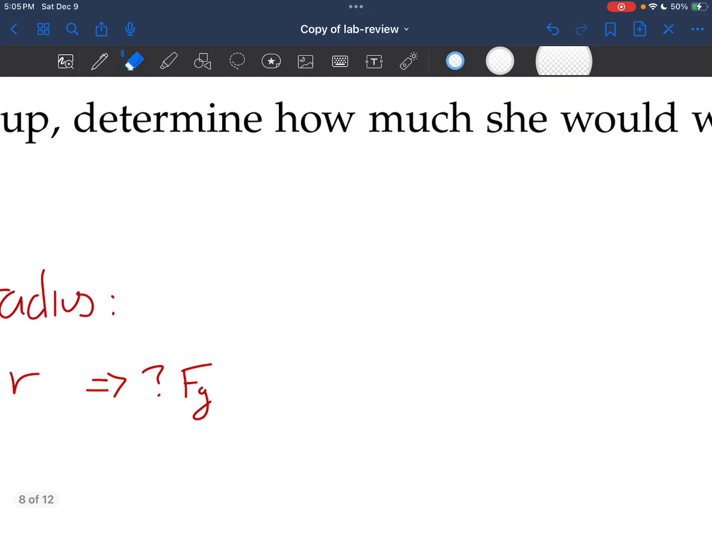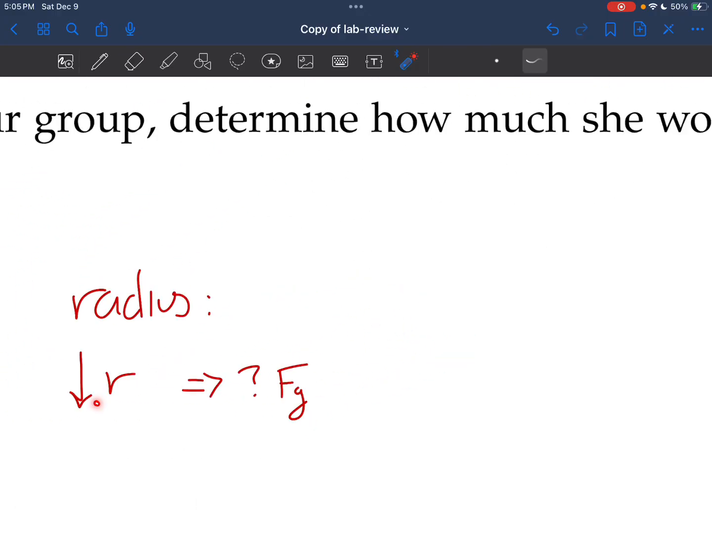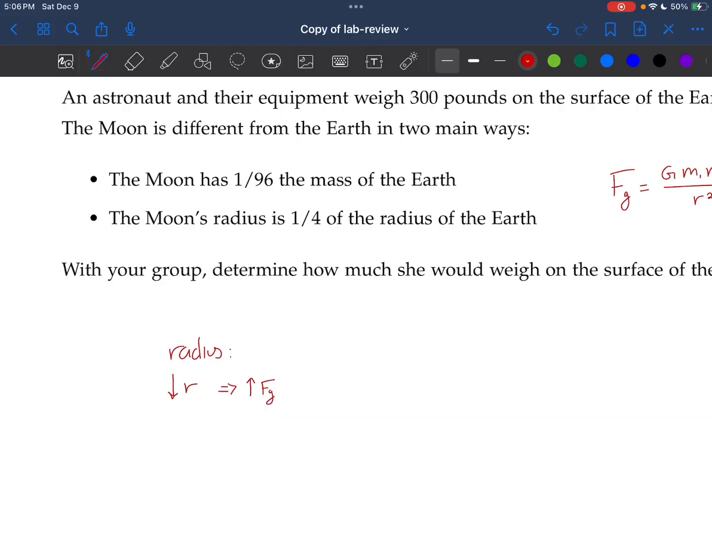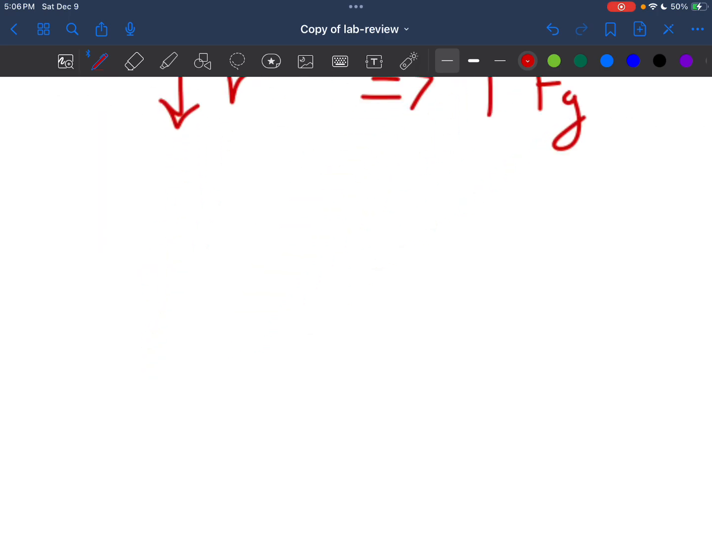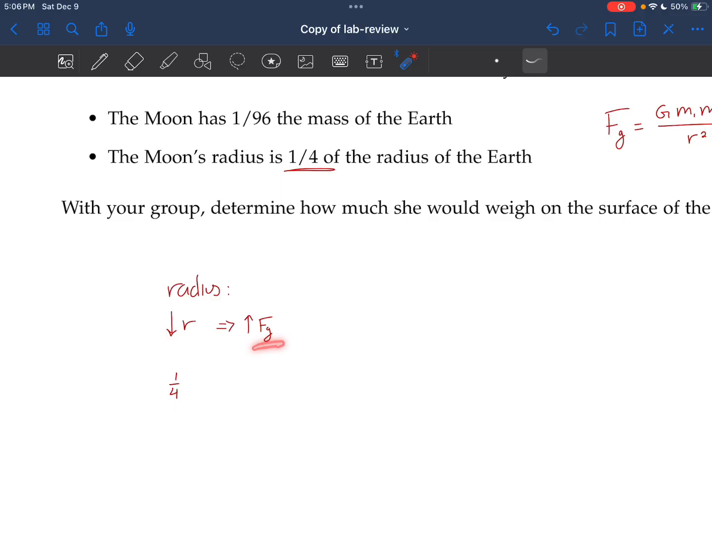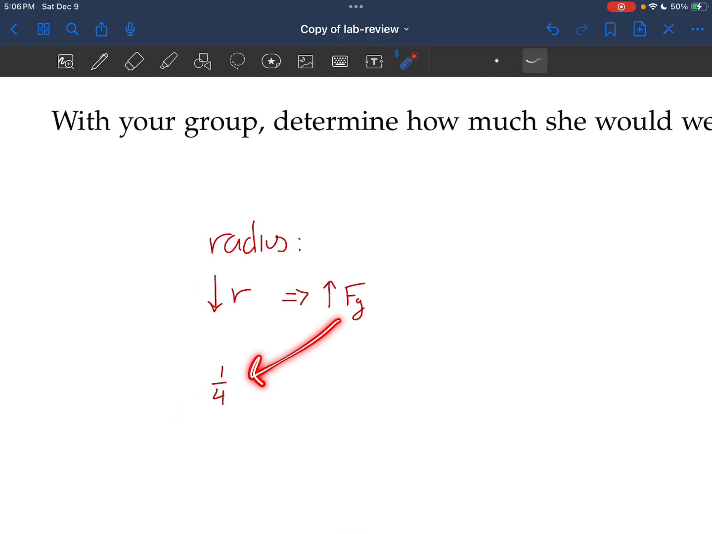So I know that if I decrease the radius, or if I decrease the denominator, it's going to increase my force. All right, so I have my general trend, and I know I'm changing my radius by 1/4. All right, so let's take that 1/4. Well, I know for sure that my force of gravity is not going to be changing by 1/4. Because if I have 1/4 the gravity from 1/4 the radius, well, then that would be less gravity, but we just said it should be increasing, right?